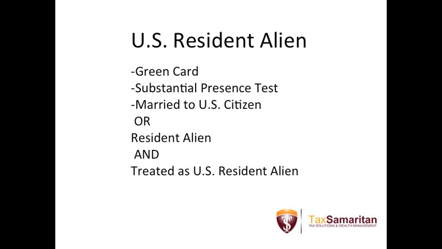resident alien. If you are a lawful permanent resident or green card holder at any point during the calendar year, then you're a U.S. resident alien for tax purposes. This holds true even if your green card has expired. You're still considered a green card holder until formally renouncing your green card.